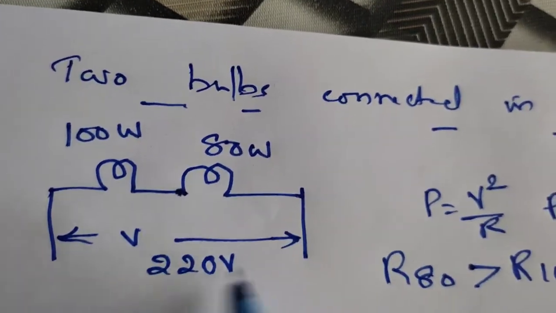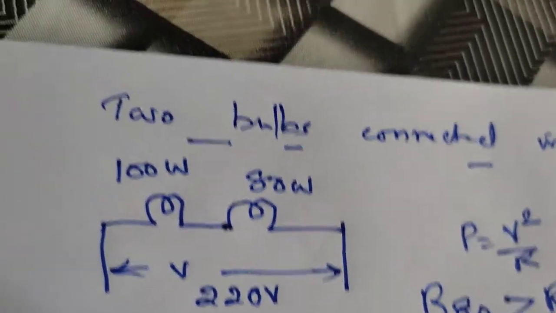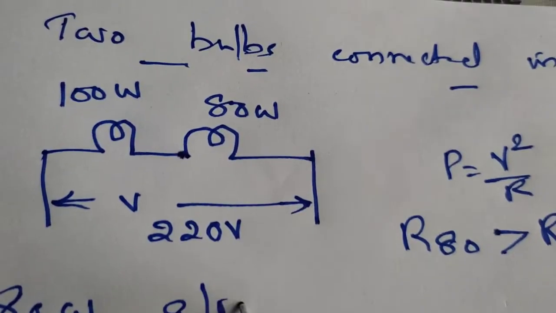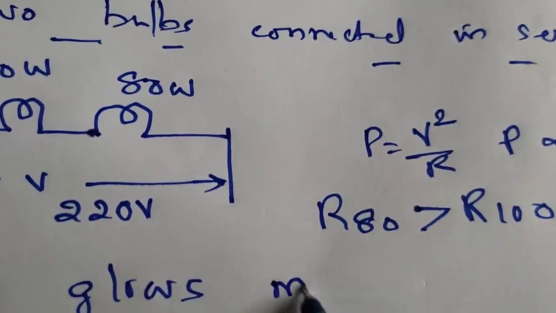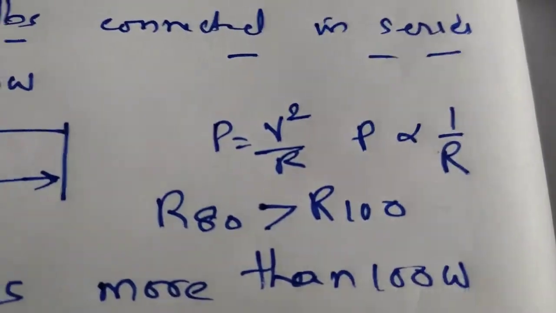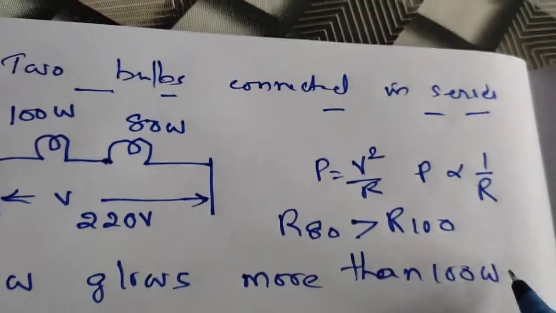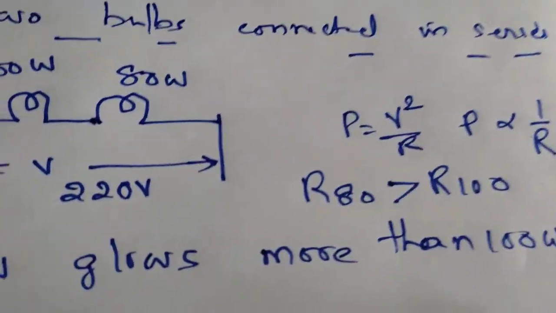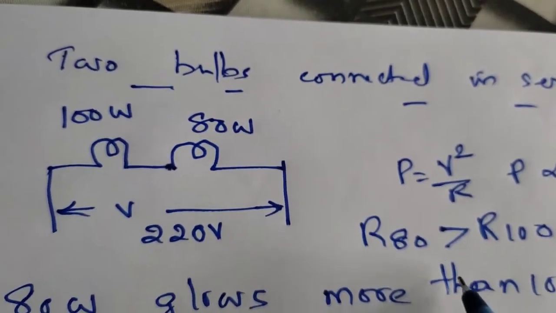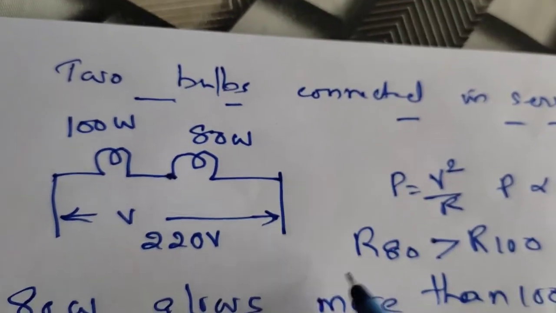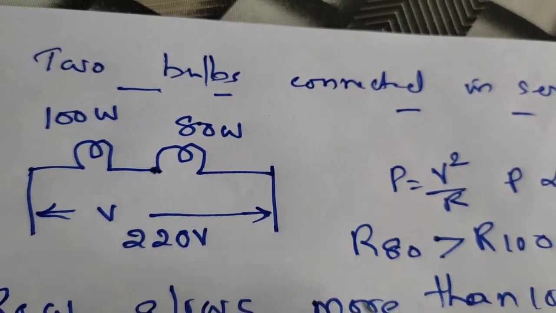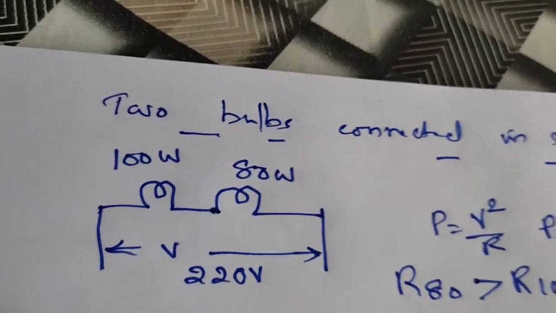So when we connect this in series, the 80 watt bulb will lose more power than the 100 watt bulb, because the resistance of the 80 watt bulb is more. Power is I squared R, and that will be more in this case. So this is a lot more.